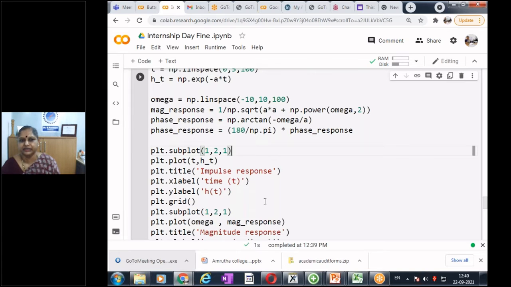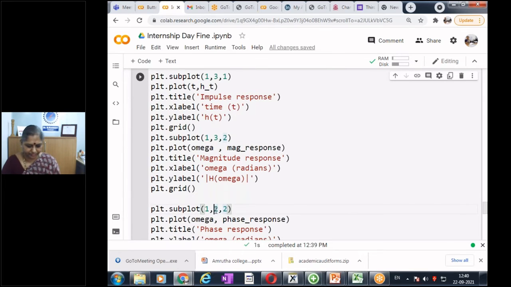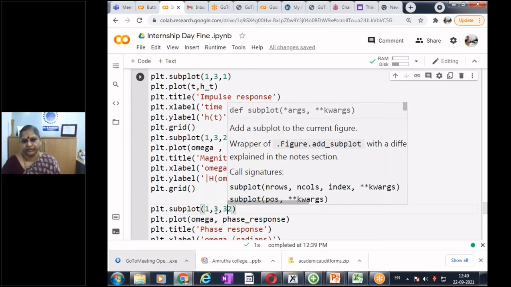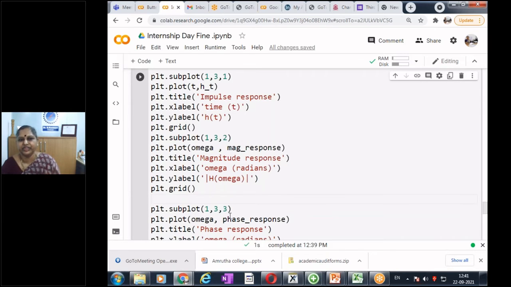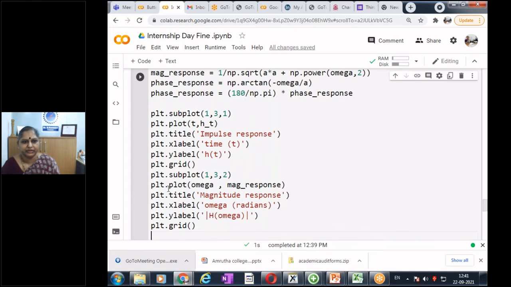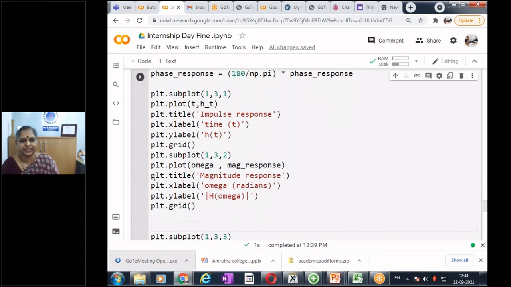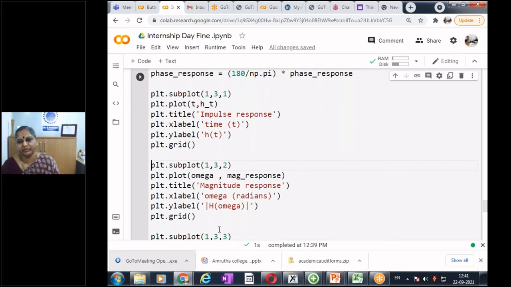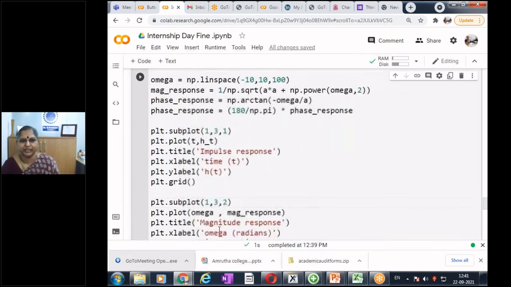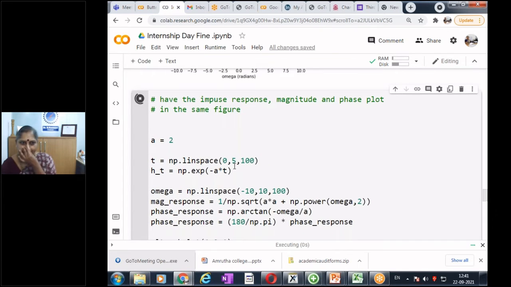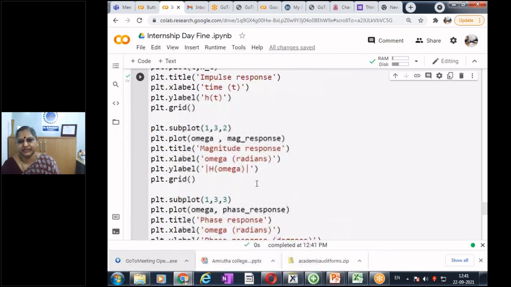What should I change here? plt.subplot(1, 3, 1), (1, 3, 2), and then (1, 3, 3). So 1, 2, 3. I have the three plots all one beside the other. Putting an extra line is always good so that it's clearer. Otherwise, the program looks very big. So now let me run it. I put A equal to 2. I run it. And how is my result?